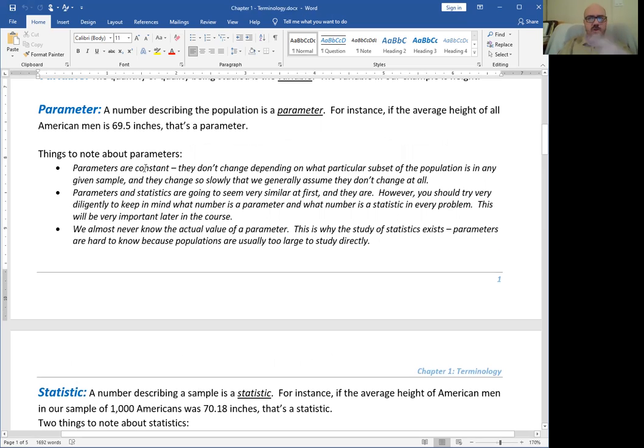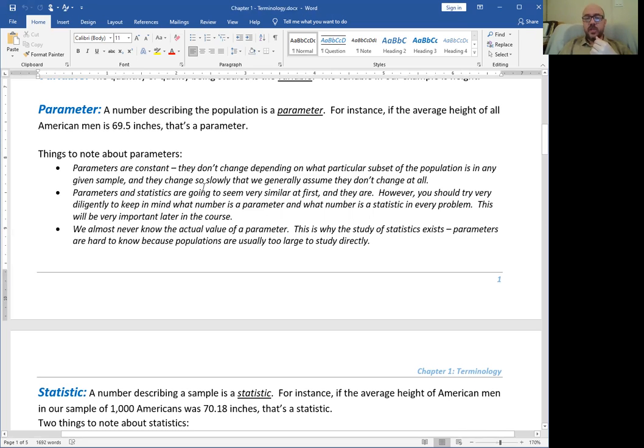Parameters are constant, they don't change. Who we talk to doesn't change the parameter. It has nothing to do with the parameter. The parameter is some fixed number that we don't know. It's a number that we're essentially trying to estimate from data, right? So if I'm looking for the average height of all American men, I won't know that before I start. And then when I take my sample and find out what the height is in there, I still won't know the parameter. All I'll have is a statistic.